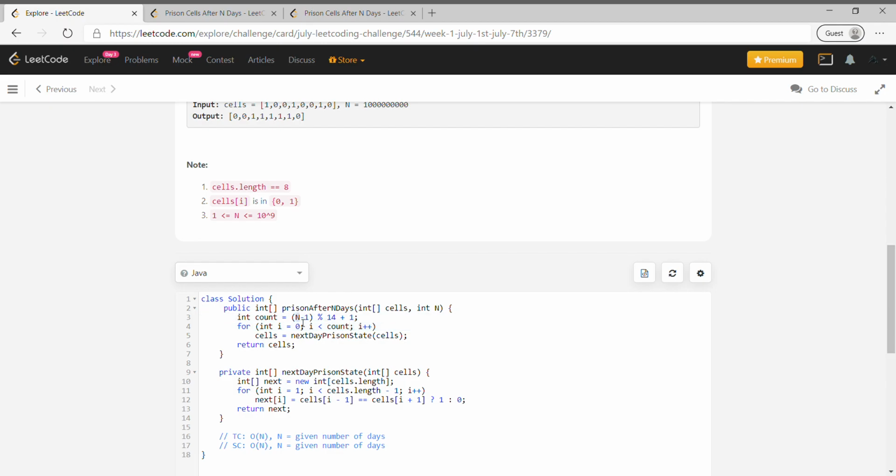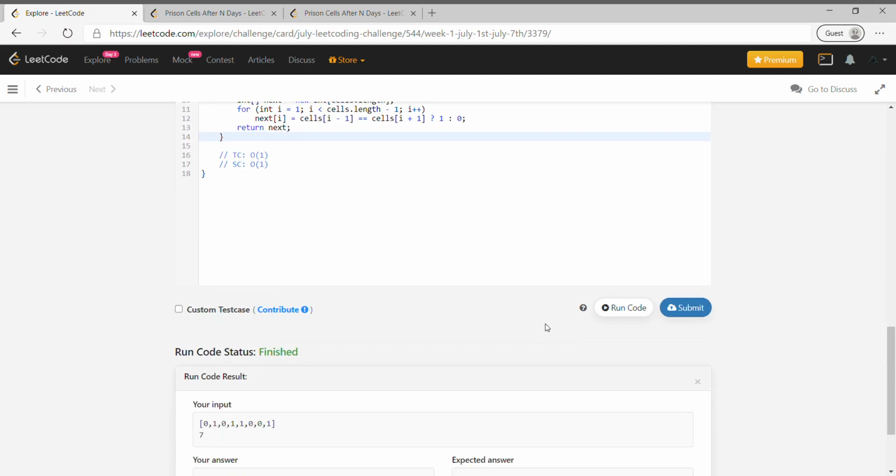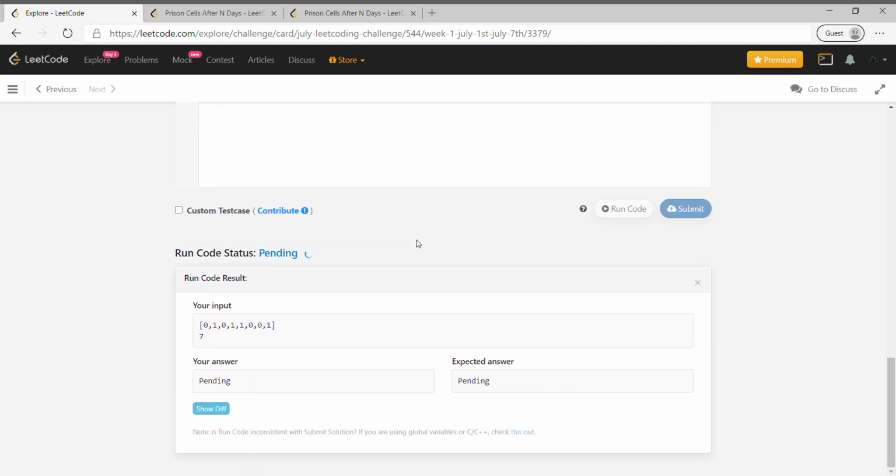And since this count is bounded by a constant, we are looping a constant number of times instead of the given n. So our time complexity improves to constant time, and so does the space complexity. So now we don't need the number of days, and same here. Okay, now let's try this and see if it worked.